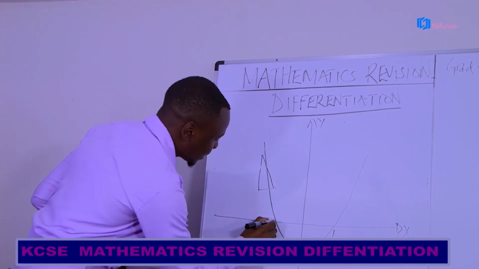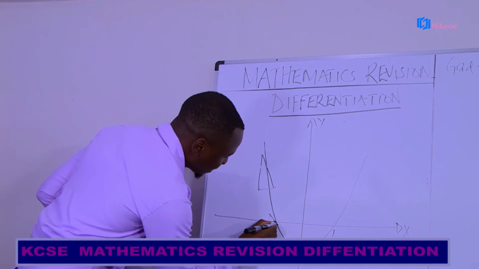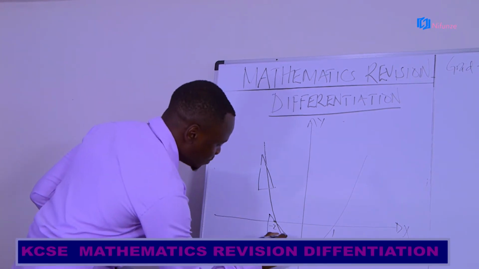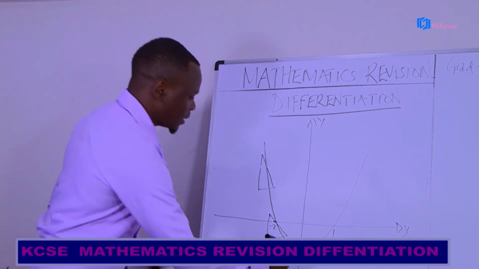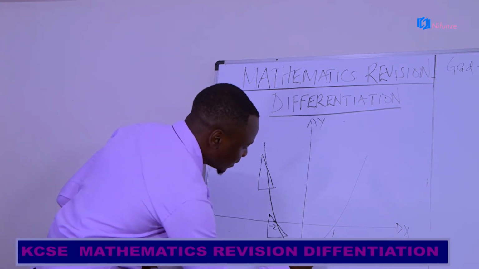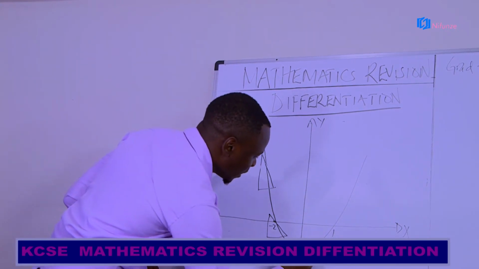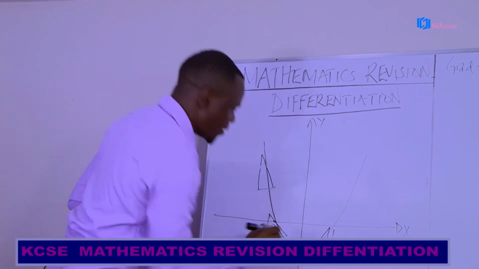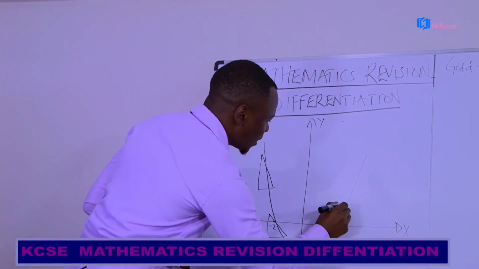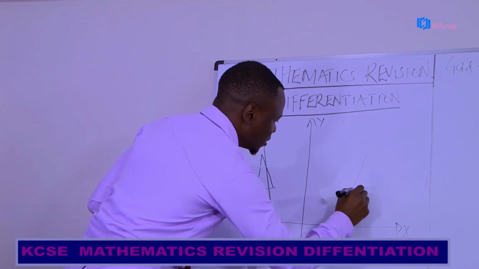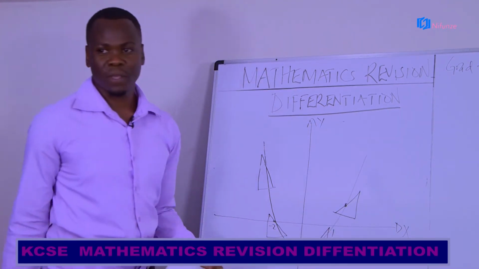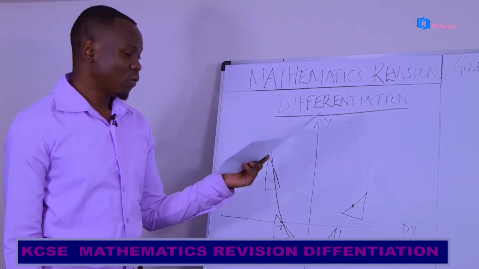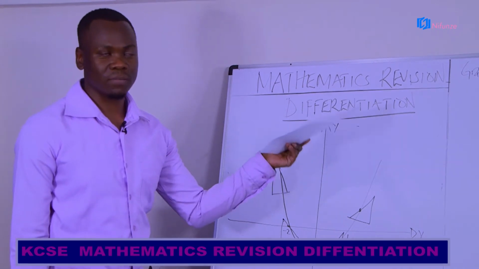If I want to find the gradient here, I will also draw a tangent, and then from there I will be able to find the gradient. So meaning the gradient will keep on changing. So I draw a line through here and then find the gradient. The same will apply to other points on this particular graph. So that is the process of differentiation.